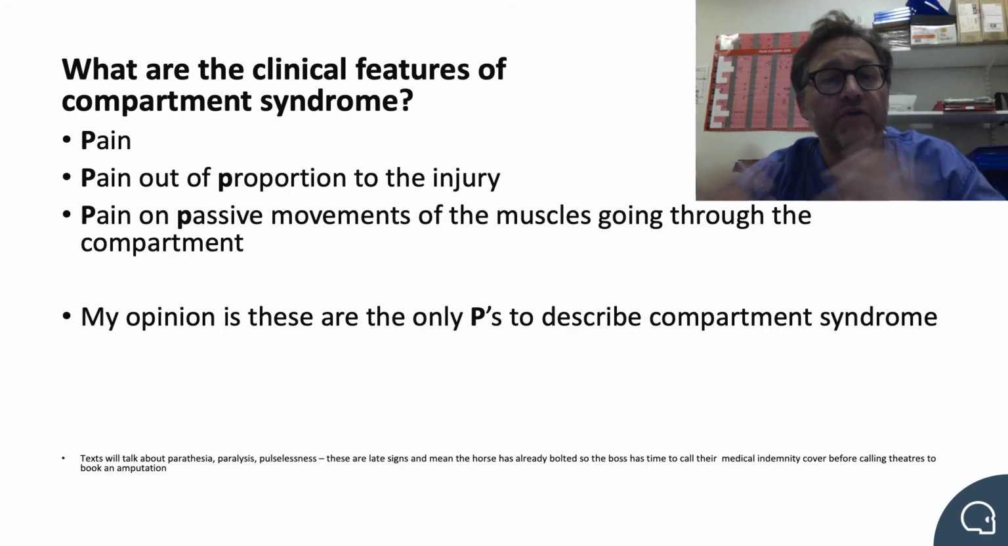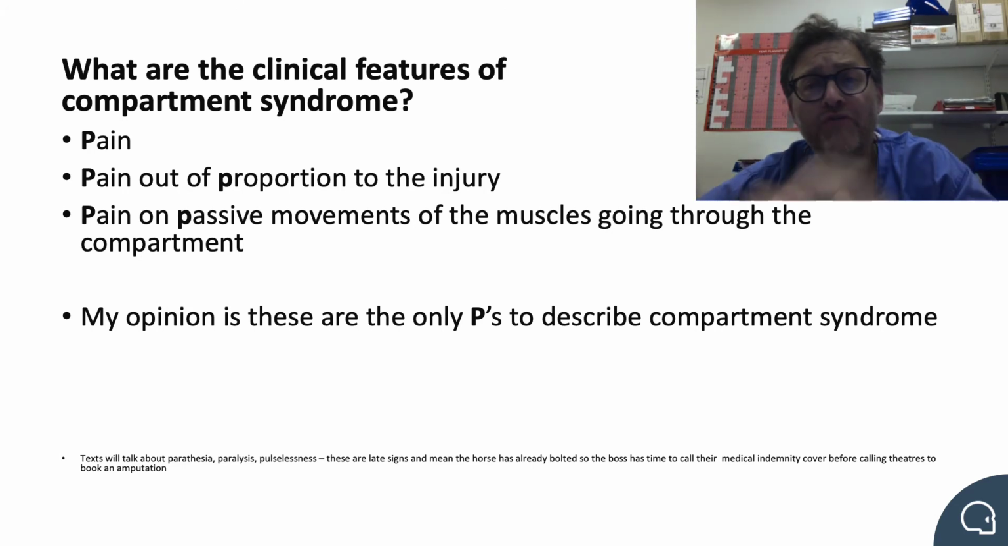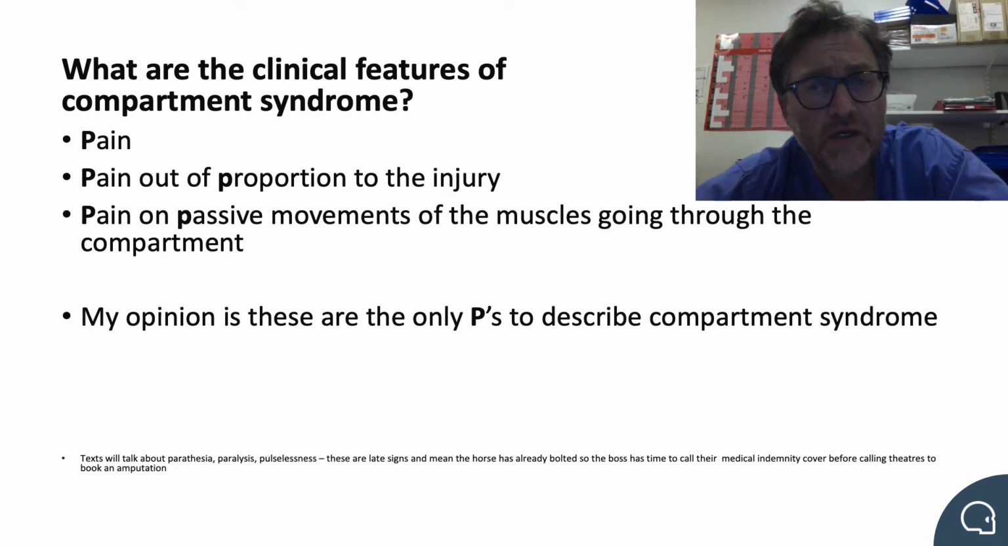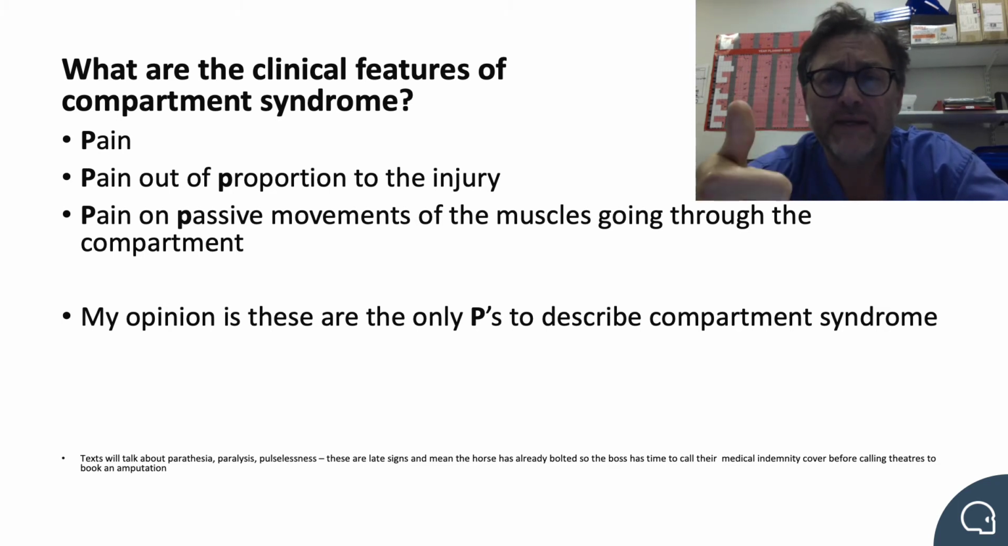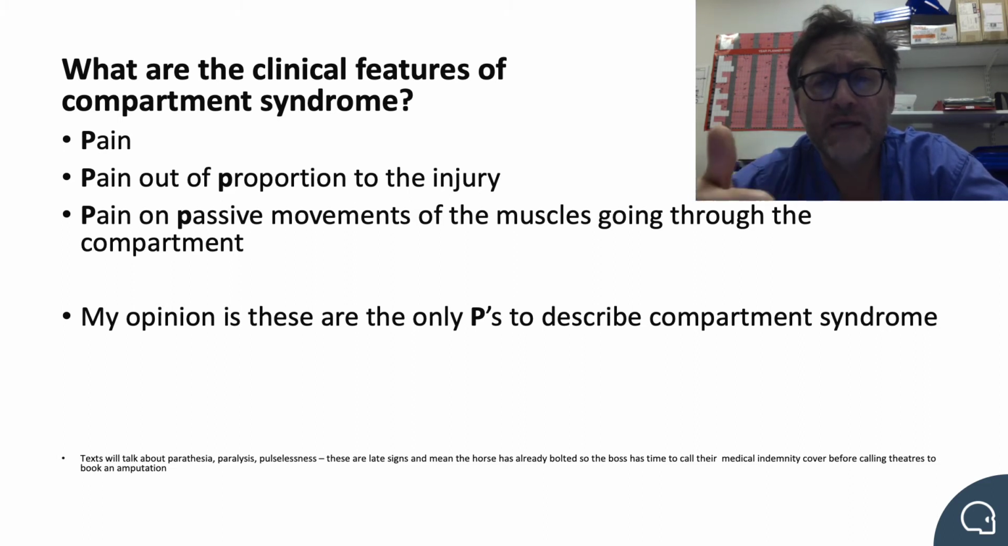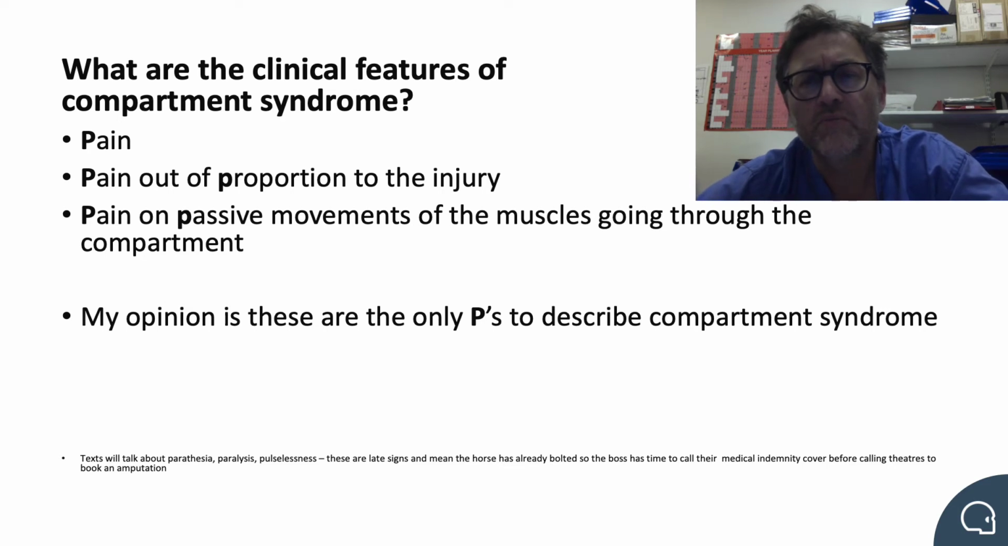So what are the clinical features of compartment syndrome? Well, for those of you who said pain, great, I'm delighted to hear that. I would say that the clinical features of compartment syndrome are pain. They're pain out of proportion to the injury, and they're pain on passive movements of the muscles going through that compartment. The 5 Ps. Pain, pain out of proportion, pain on passive movement. In my opinion, those are the only Ps to describe compartment syndrome.